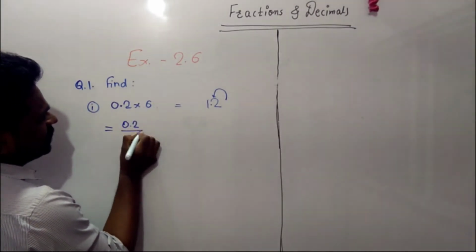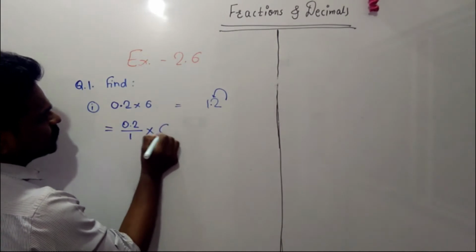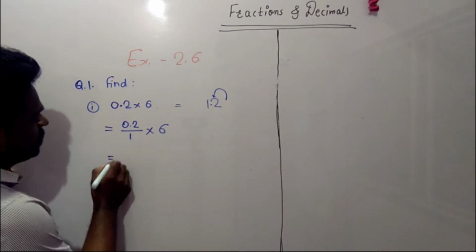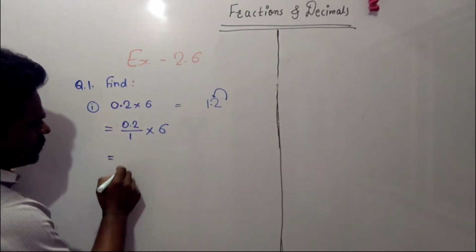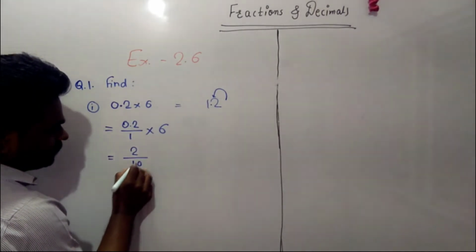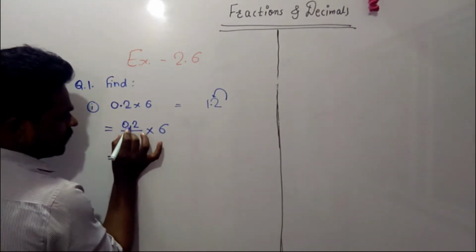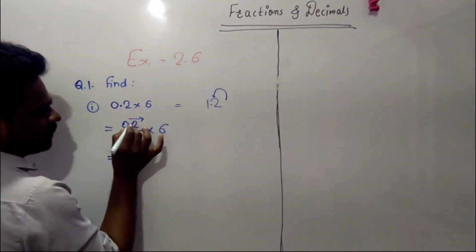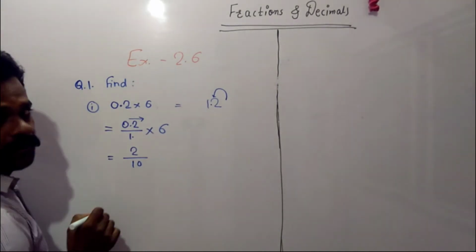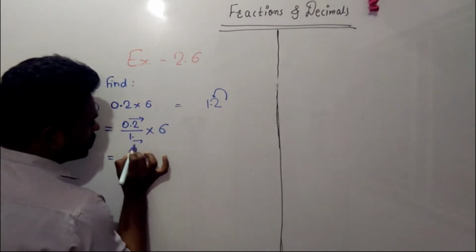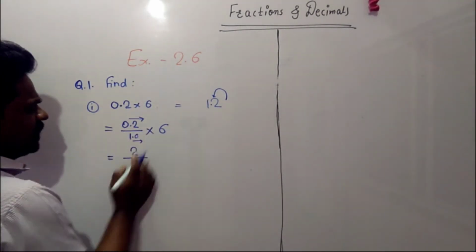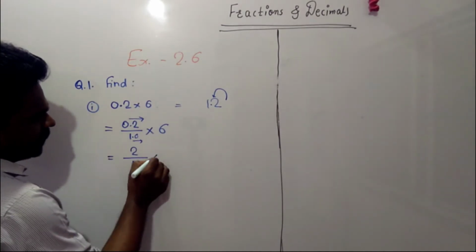0.2, can I write in this way? 0.2 upon 1 into 6. Yes or no? Yes. So it is equal to 0.2 upon 1 into 6. That means this is 2 upon 10. See, here I have shifted my decimal point by one digit to the right. Here my decimal point is after 1. So I will shift it by one digit. 1.0 is there. 1.0 means 1. So if I shift it by one digit, then I'll get 10 here into 6.